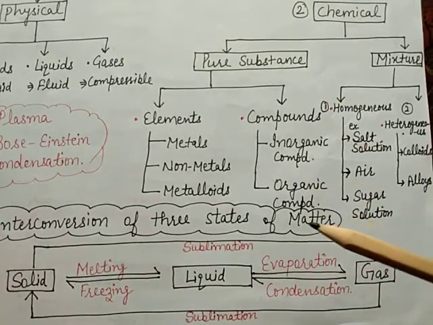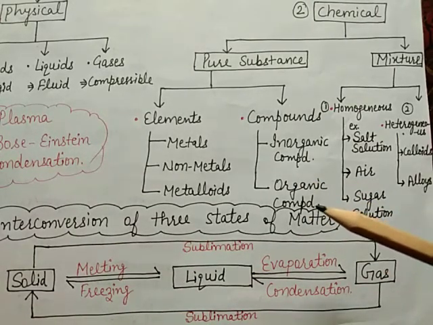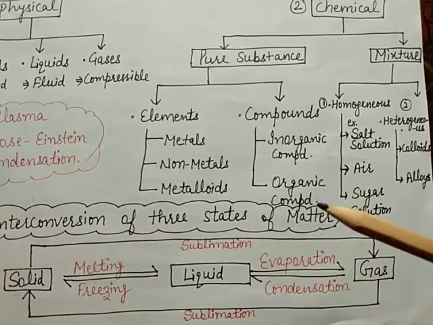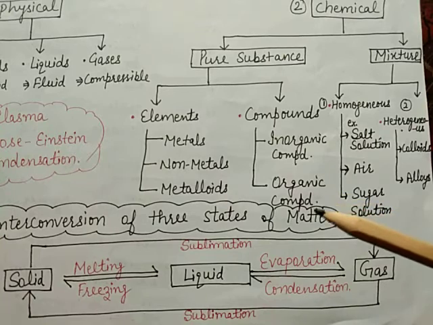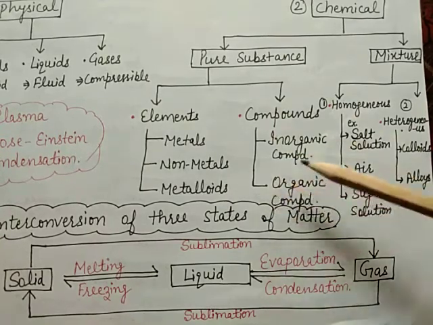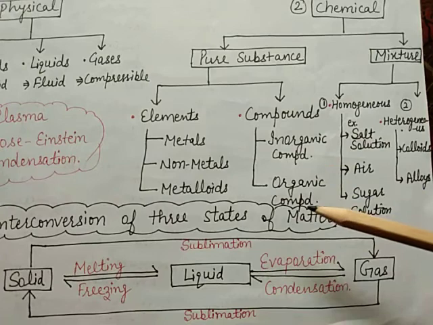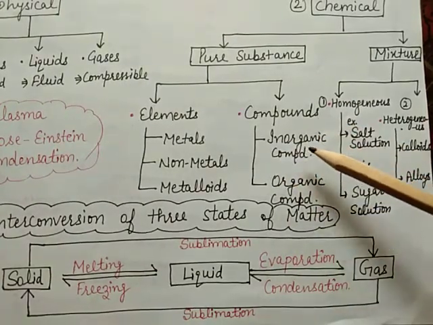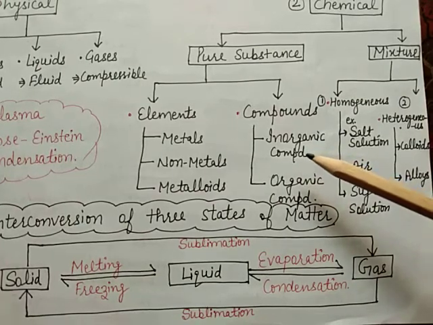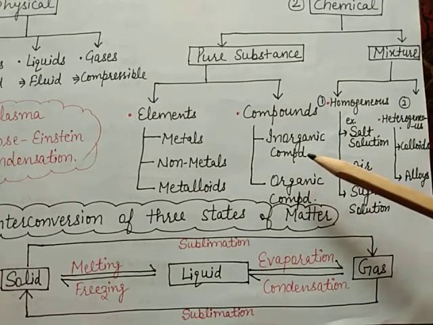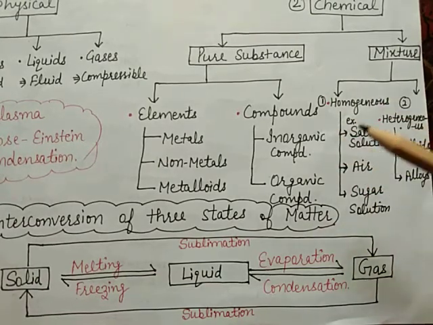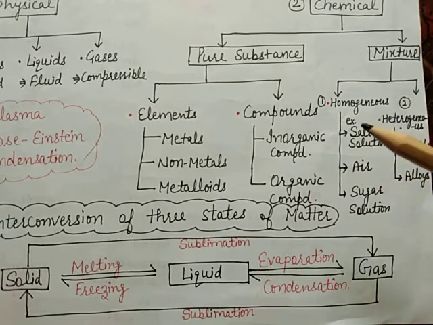Organic compounds contain carbon and a few other elements like hydrogen, nitrogen, sulfur, etc. These are obtained from plants and animals. But in case of inorganic compounds, they contain any two or more elements out of 118 elements.